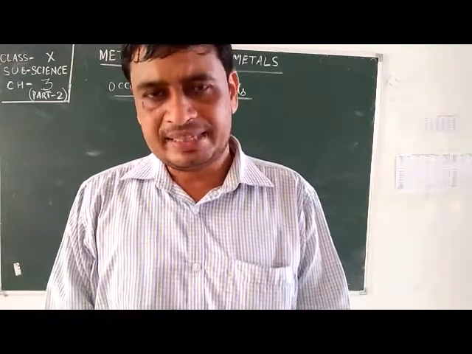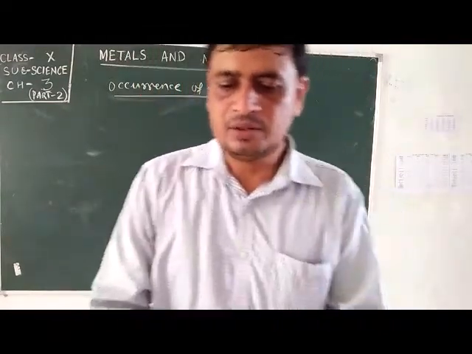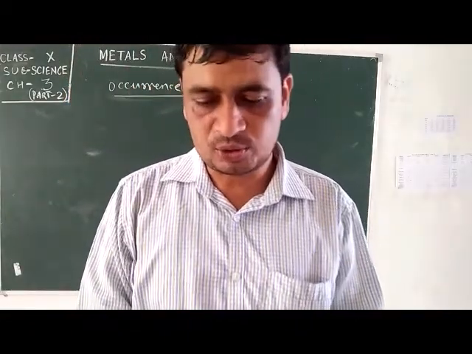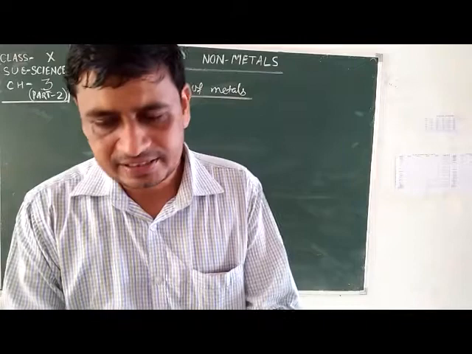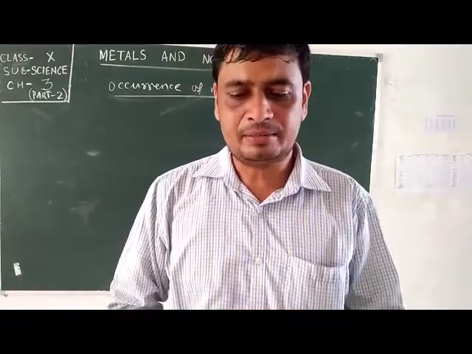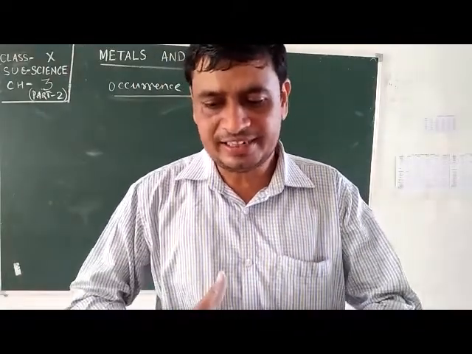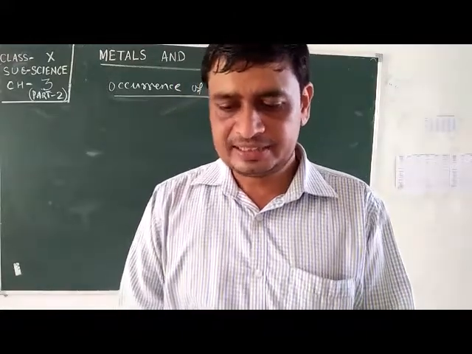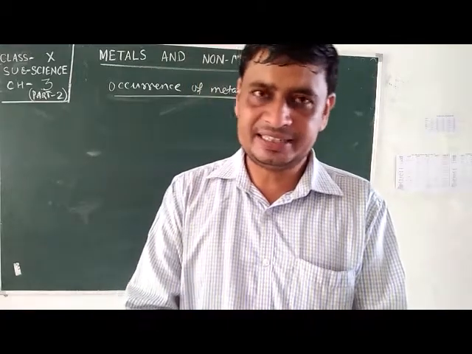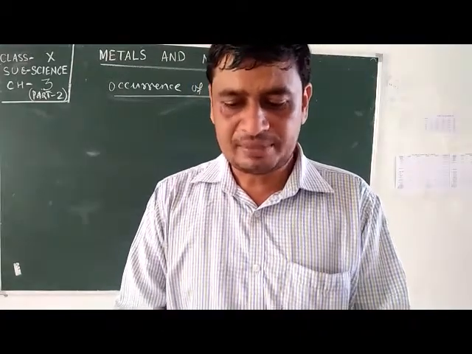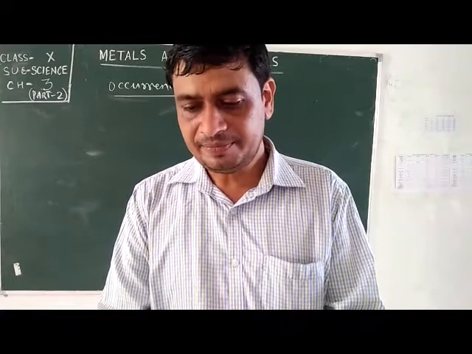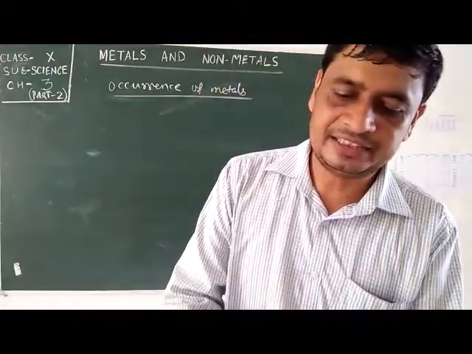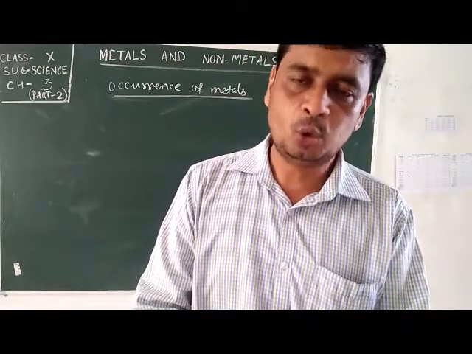The earth crust is the major source of metals. Some seawater also contains some soluble salts like sodium chloride, magnesium chloride, etc. The elements or compounds which occur naturally in earth crust are known as minerals. At some places, minerals contain a very high percentage of a particular metal, and the metal can be profitably extracted from it. That type of mineral is called ore.